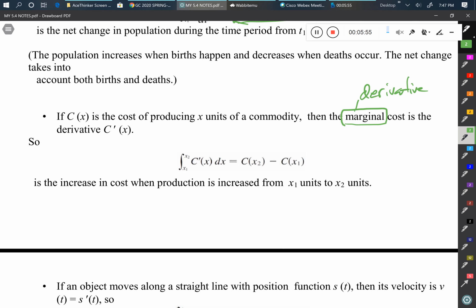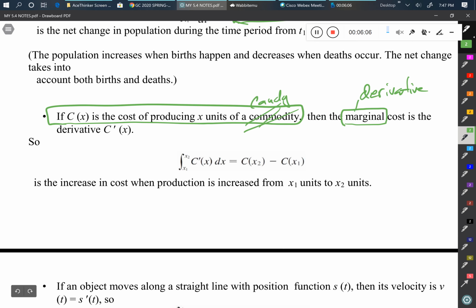Right? So if C of X is the cost of producing X units of a commodity, let's say we're making something. We're going to make candy bars. Then C of X is going to tell me how much it costs to make X units of candy bars. So C of 1,000 will be the cost for 1,000 candy bars.